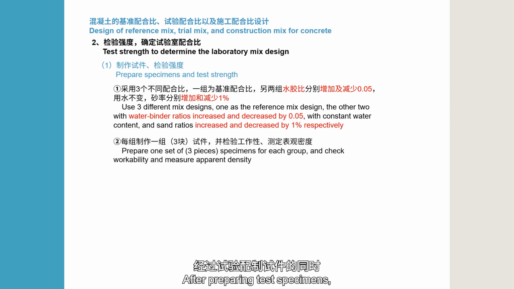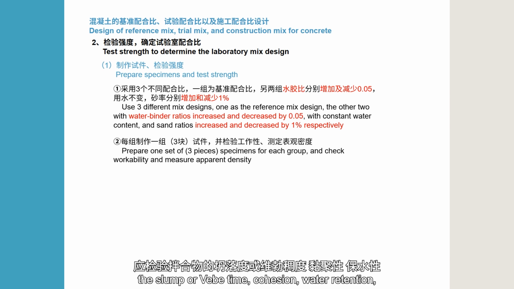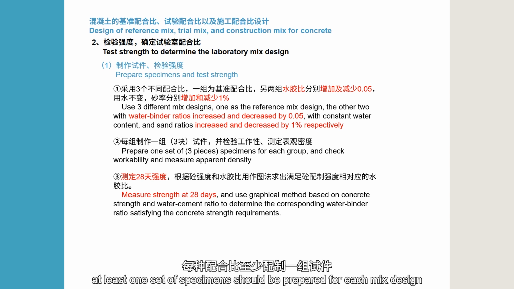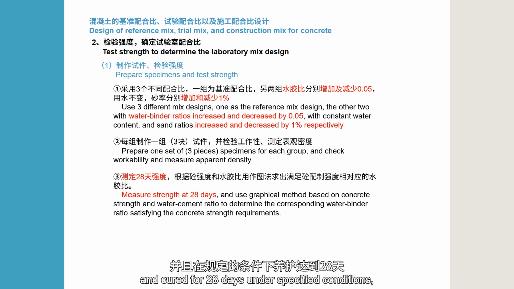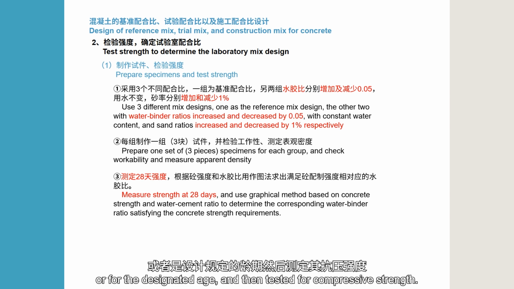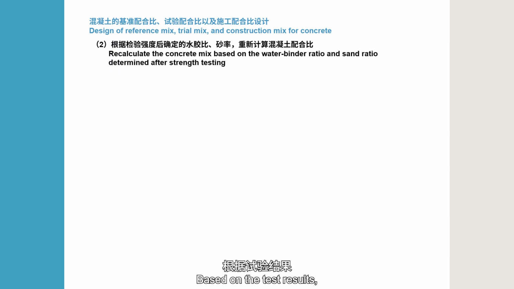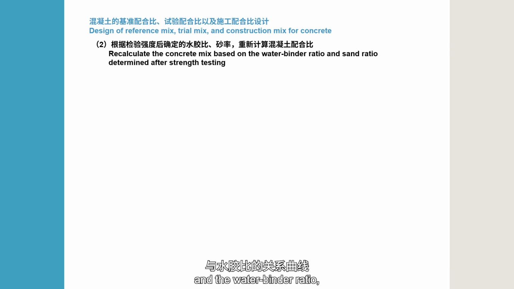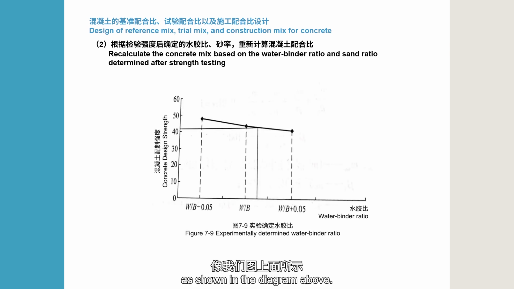After preparing test specimens, the slump or VB time, cohesion, water retention, and apparent density of the mixture should be tested. To test the strength of concrete, at least one set of specimens should be prepared for each mix design and cured for 28 days under specified conditions, or for the designated age, and then tested for compressive strength. Based on the test results, plot the relationship curve between the 28-day compressive strength of concrete cubes and the water binder ratio, as shown in the diagram above.